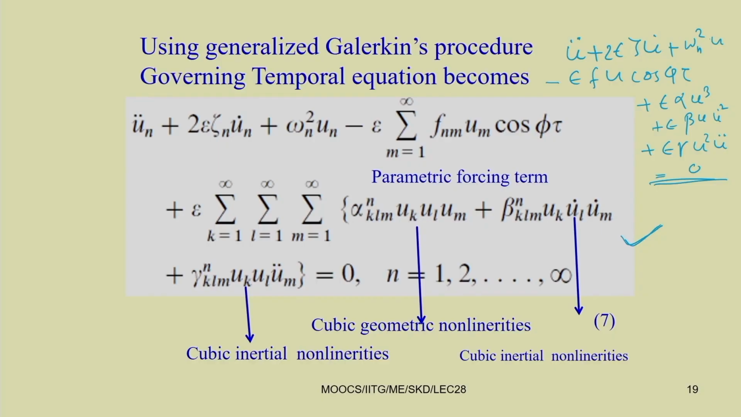When we take a number of modes, for example 2 modes or 3 modes, then in that case, in the forcing term you can have a summation sign, and in the nonlinear term also you can have a summation sign.